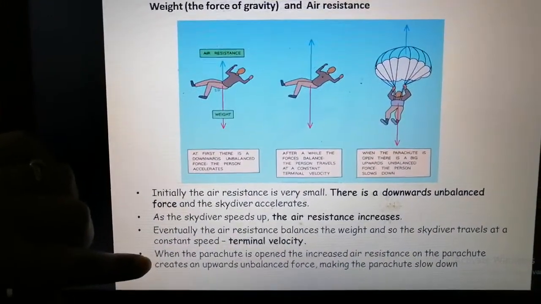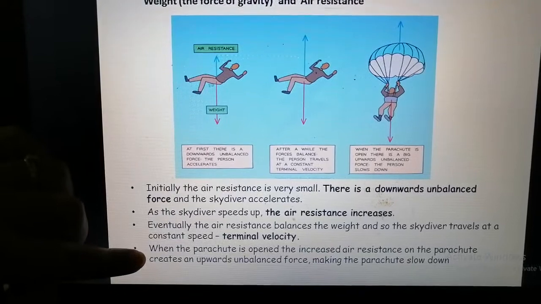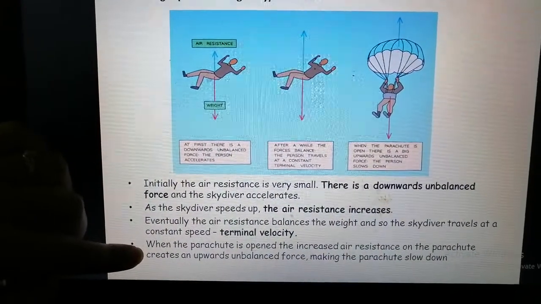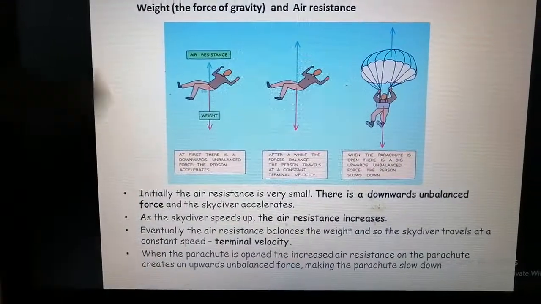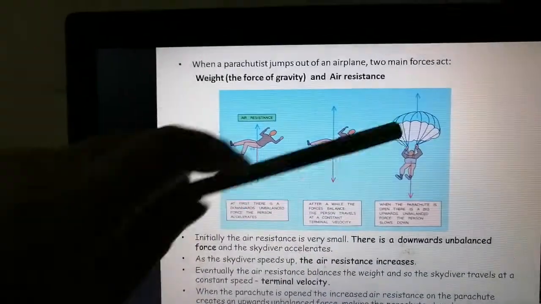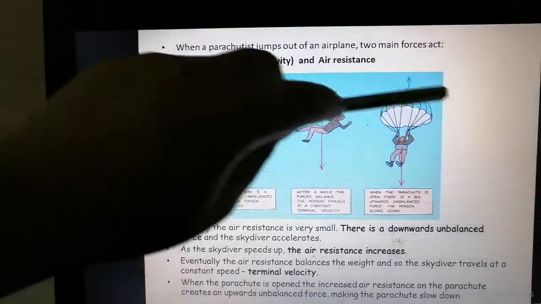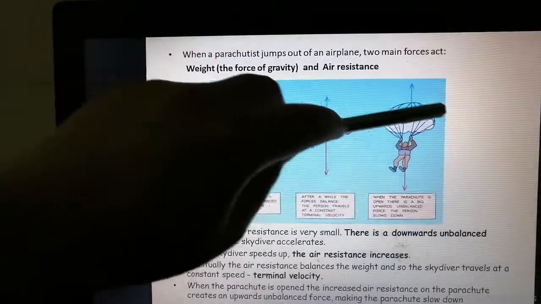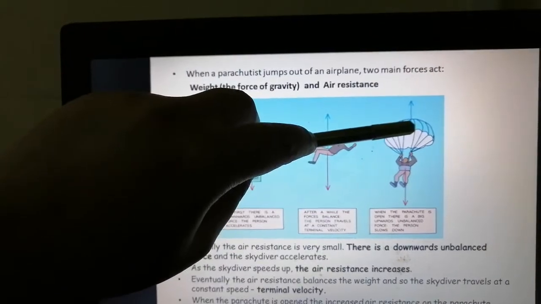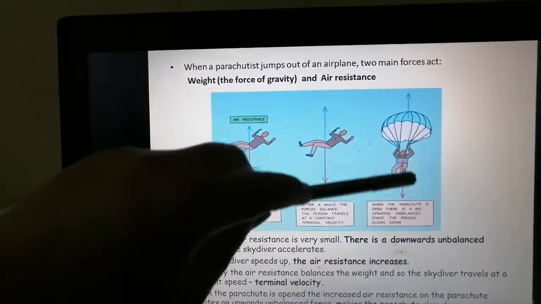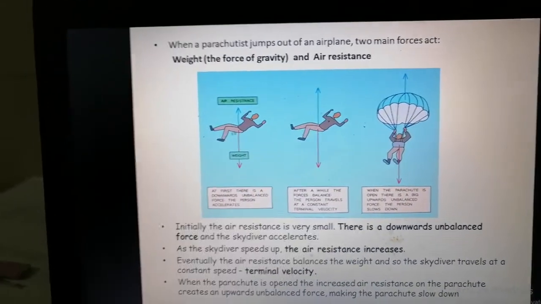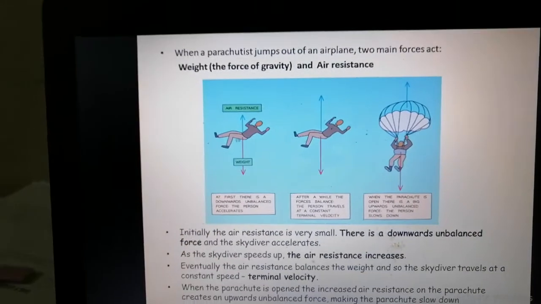Next, when the parachute is open, the increased air resistance on the parachute creates an upward unbalanced force, making the skydiver slow down. Still remember that the air resistance is related to the surface area, right? When the surface area of the parachute is increased, the air resistance also increases. That's why this skydiver slows down. So when the parachute is open, there is a big upward unbalanced force, so the person slows down.